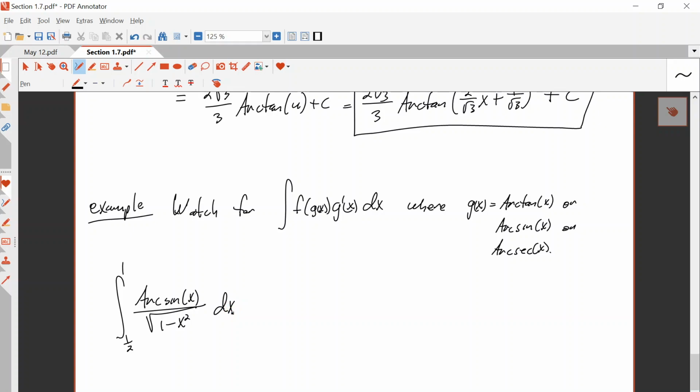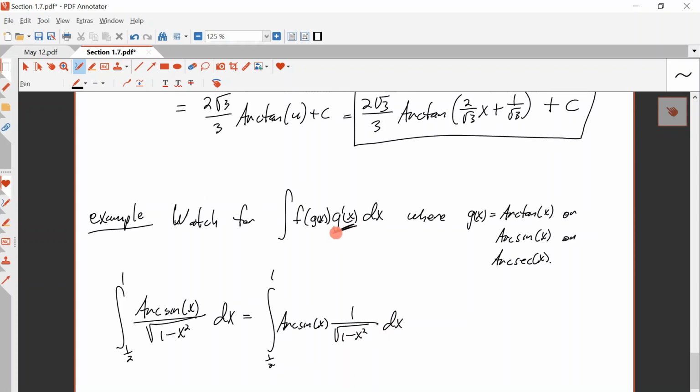So the integral from 1/2 to 1 of arcsine x over square root 1 minus x squared. So this is equal to the integral from 1/2 to 1. So you've got this arcsine x here. And then you have the derivative of arcsine. Right, so this is exactly the kind of form that I was talking about here. You have some function in terms of arcsine, and then the derivative of arcsine multiplied by the whole thing.